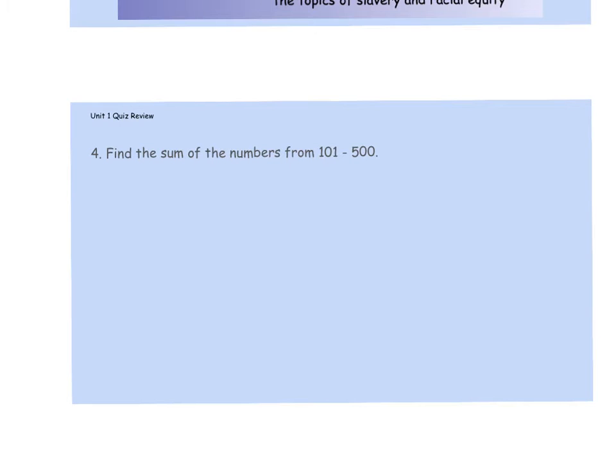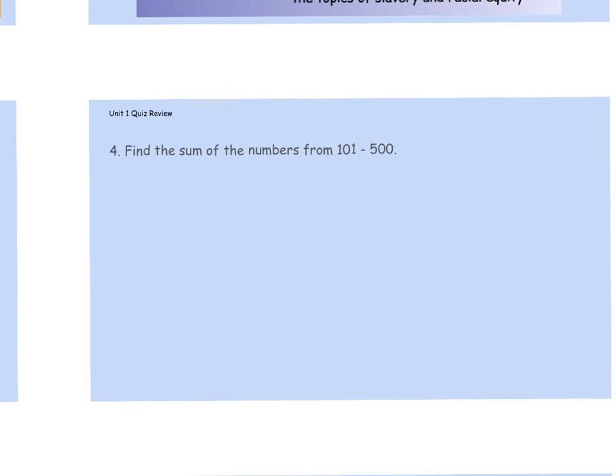Find the sum of the numbers 101 to 500. So it's 101, 102, 103, all the way up to 500. So this is a sum again now. So we're using this formula. S sub n equals n over 2 times a sub 1 plus a sub n. Now, what is n? We'll get to that in a minute. A sub 1 is 101. A sub n is the last term. That's 500. Well, how many terms are there?